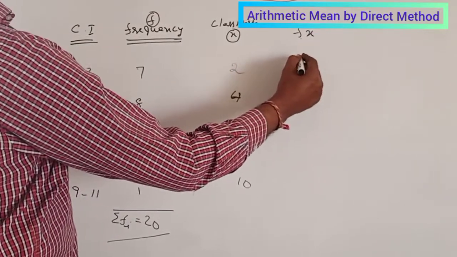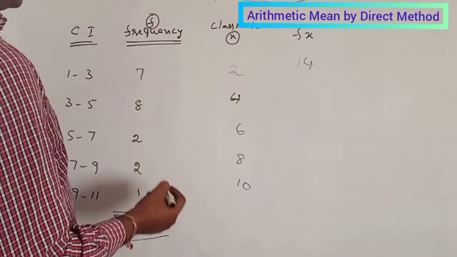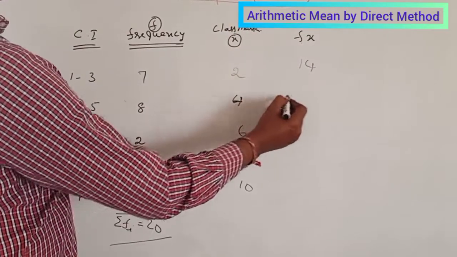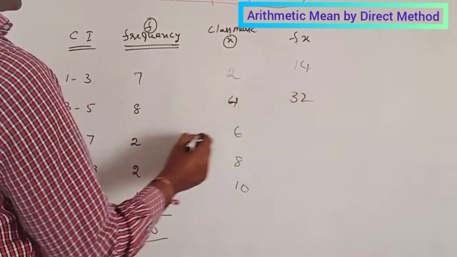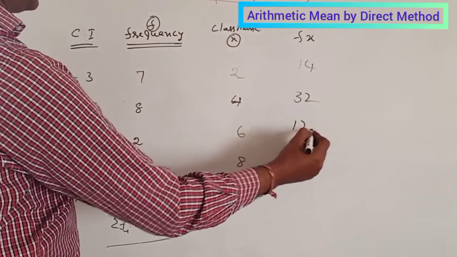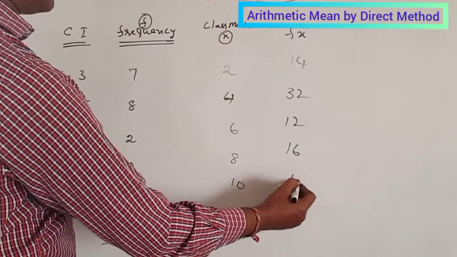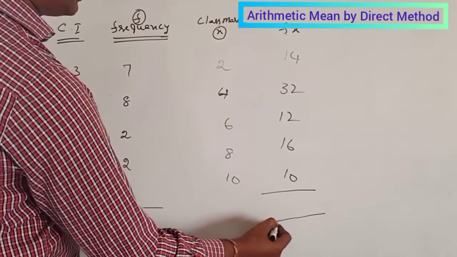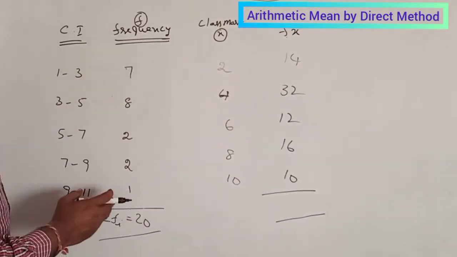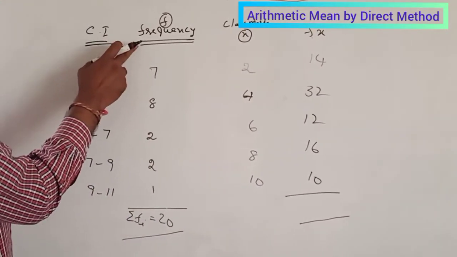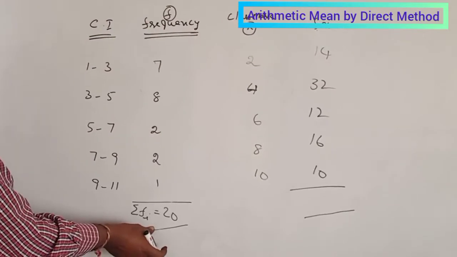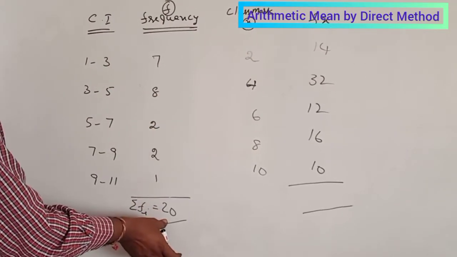7 into 2, 14. Next, 8 into 4, 32. 2 into 6, 12. 2 into 8, 16. 1 into 10, 10. So add the frequency column, that is the f column, that is sigma fi. Sigma fi is equal to 20.